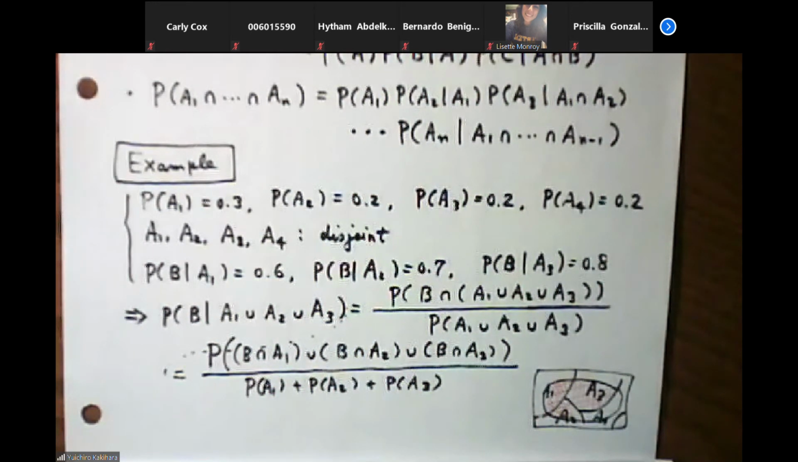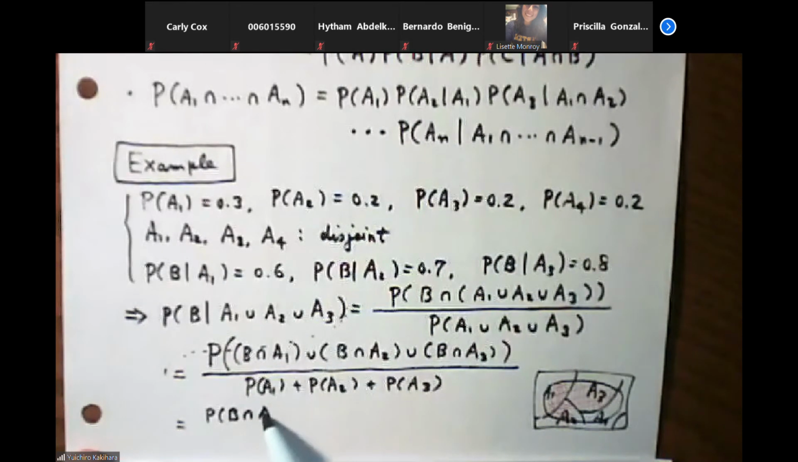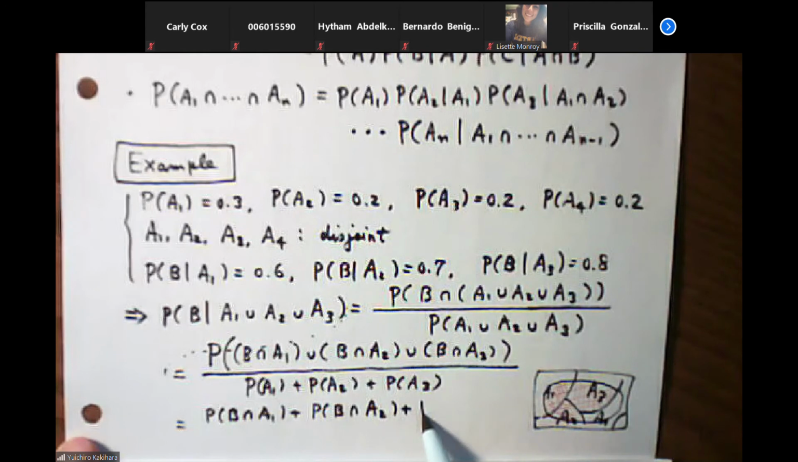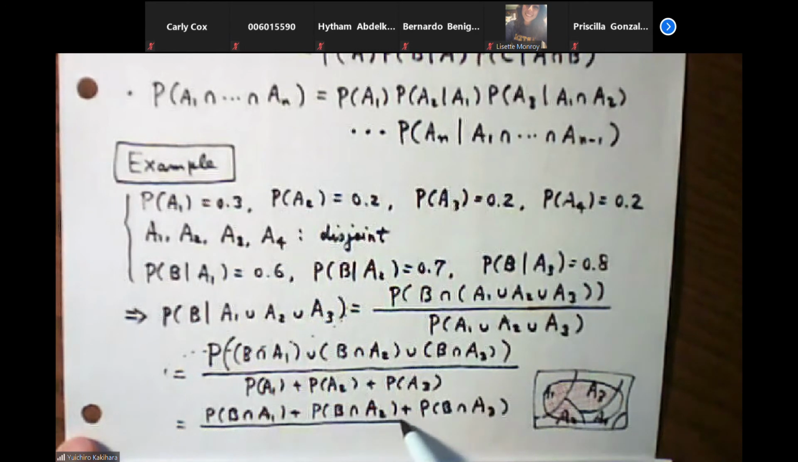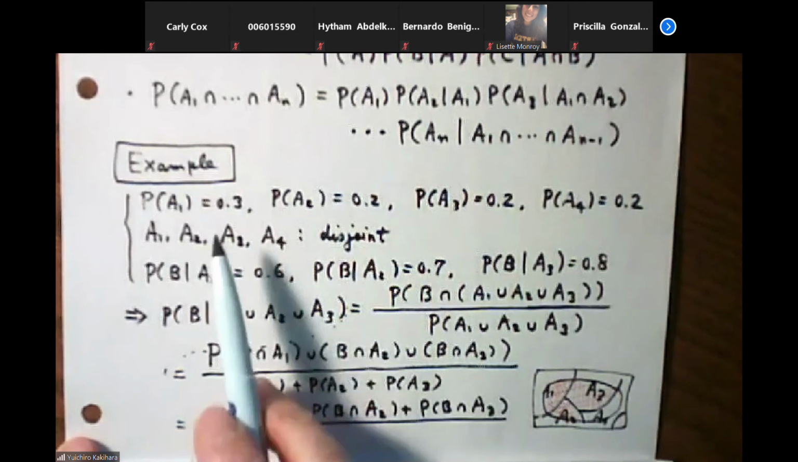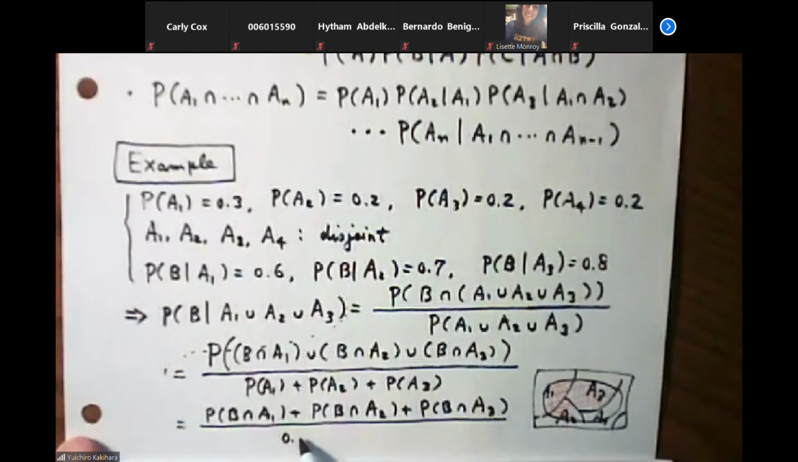So we can write the numerator as the sum of each probability: B intersection A1 plus B intersection A2 plus B intersection A3. We can write it like this. And then the denominator, of course, we can add those three things: this is 0.3 plus 0.2 plus 0.2. Is that right? We can write it like this.